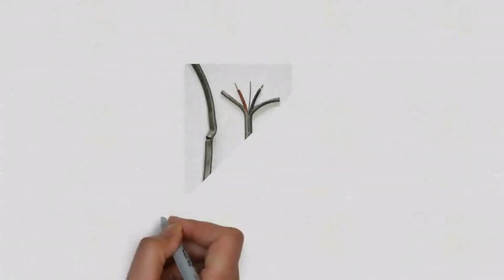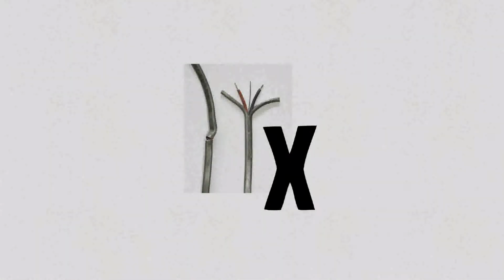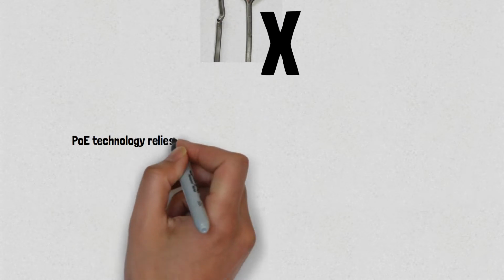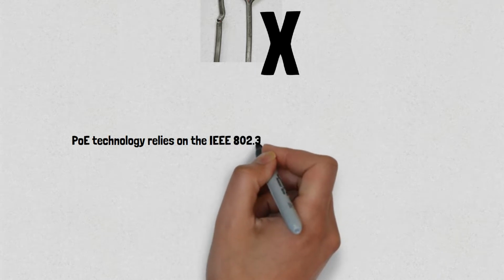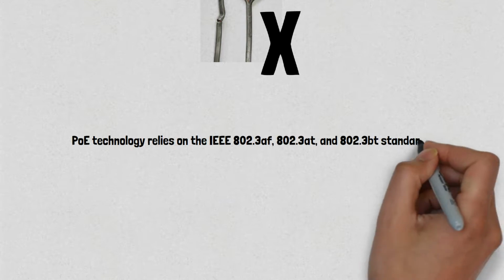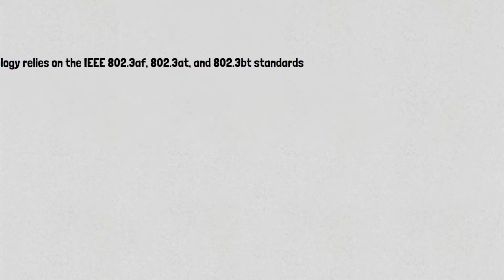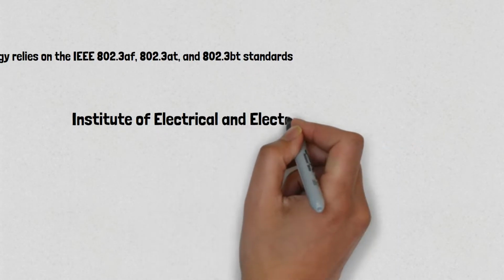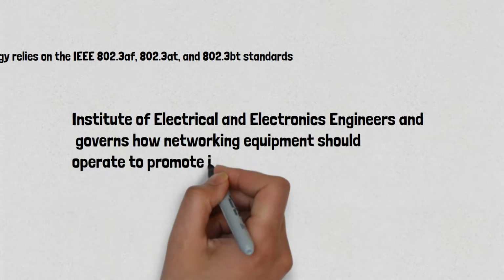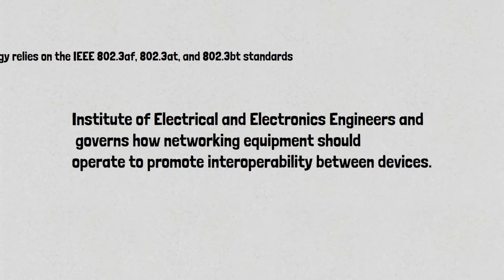In addition, PoE eliminates the expense of installing additional electrical wiring, requiring professional electrical installers to ensure that strict conduit regulations are followed. PoE technology relies on the IEEE 802.3af, 802.3at, and 802.3bt standards set by the Institute of Electrical and Electronics Engineers and governs how networking equipment should operate to promote interoperability between devices.